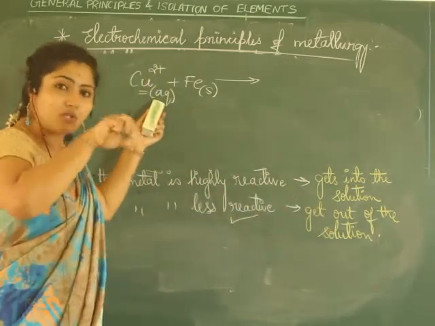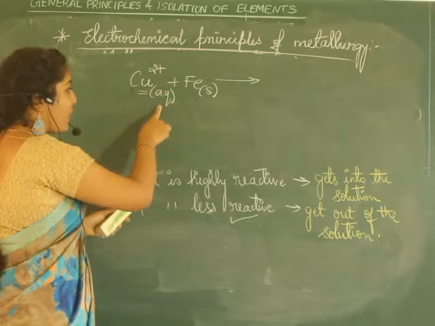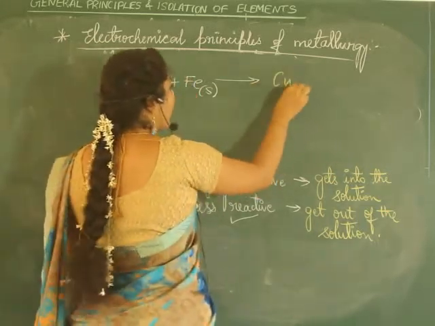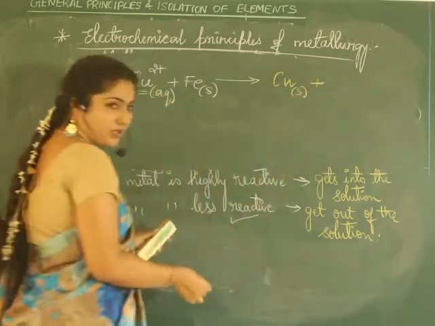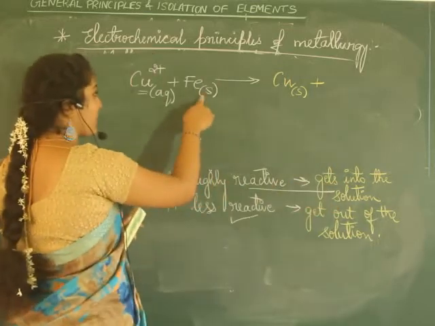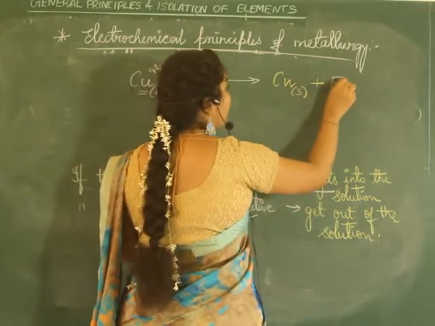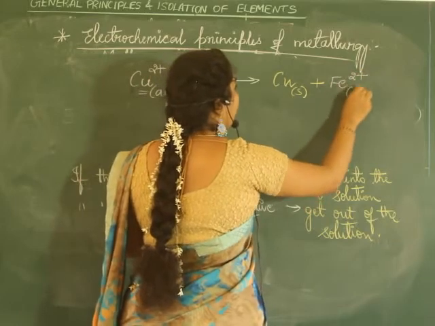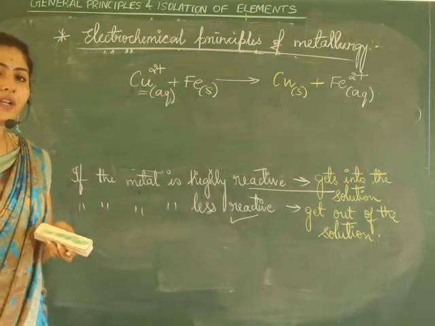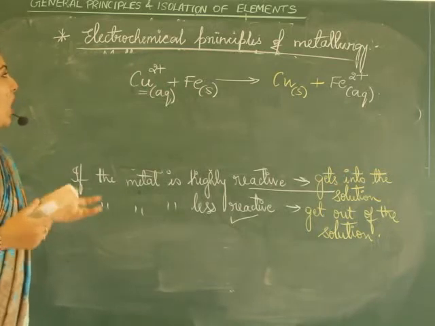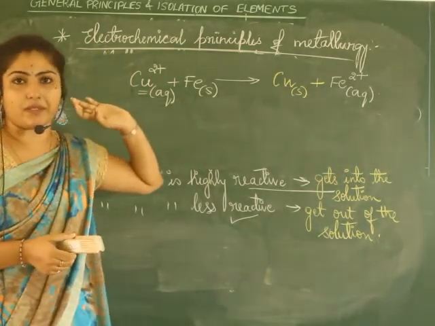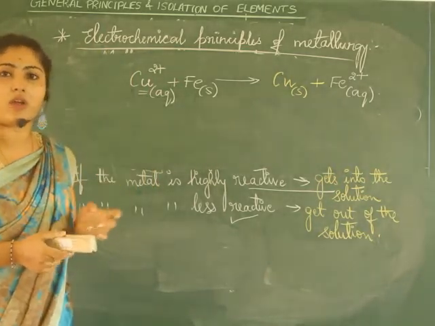But now the solution of copper we have taken, Cu2+ (aq), means in solution. It is present in the solution. So it gets out of the solution, which means copper comes out of the solution, and iron is highly reactive. Highly reactive means it gets into the solution. So iron gets into the solution. It gets oxidized. (aq) means it is getting into the solution. Are you getting the point? So this is the basic principle of metallurgy, which follows electrochemical principle. Alright, which follows electrolysis.